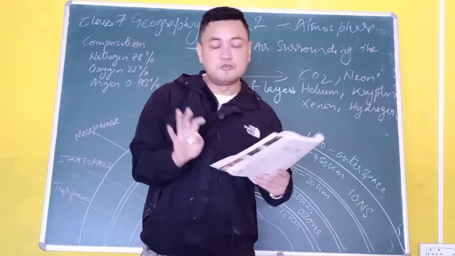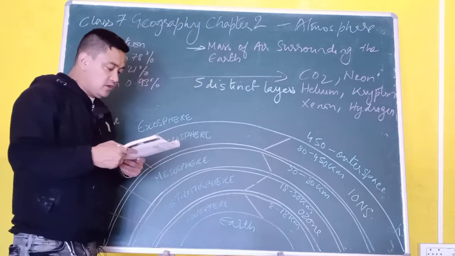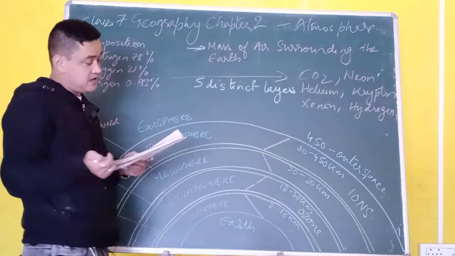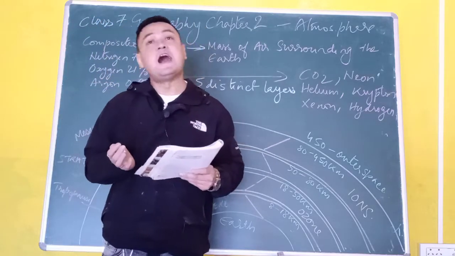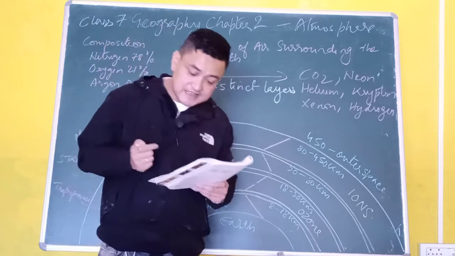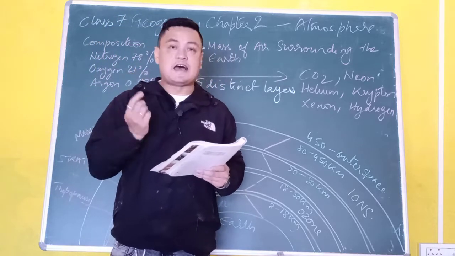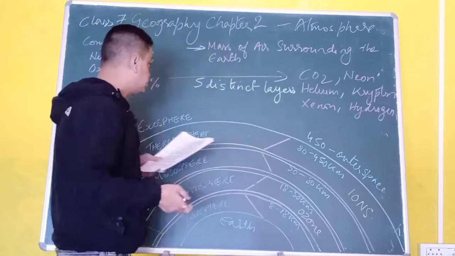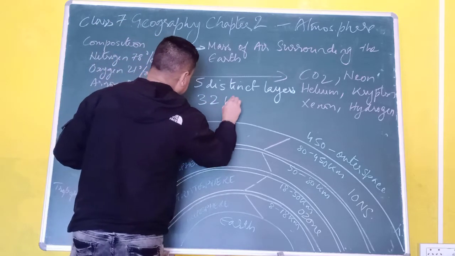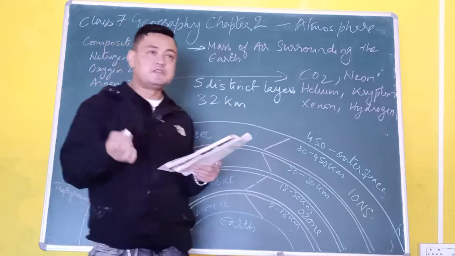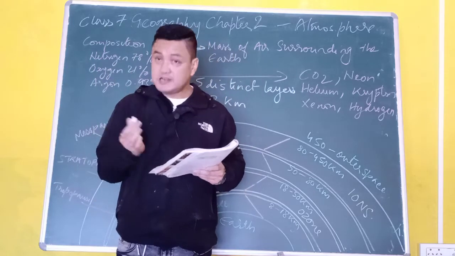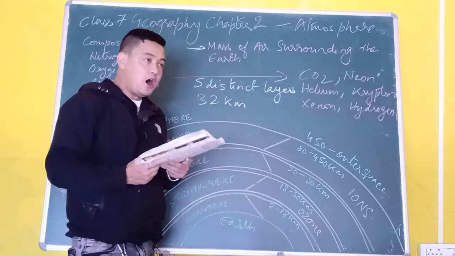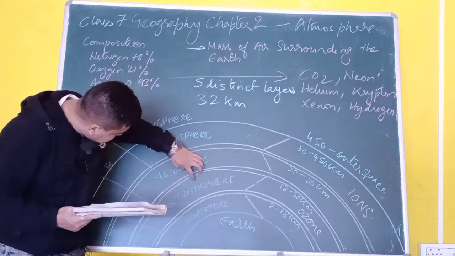They are basically divided into 5 layers. The major gases that surround our atmosphere are permanent gases and variable gases, as well as aerosols and water vapor, which I taught in the previous lesson. Up to a height of 32 kilometers, the gases found in the atmosphere are permanent gases and variable gases. That is up to the stratosphere.